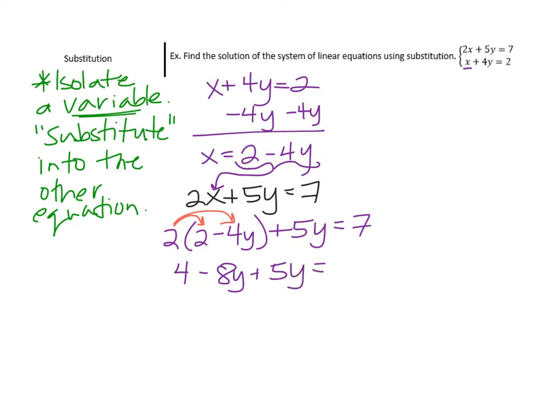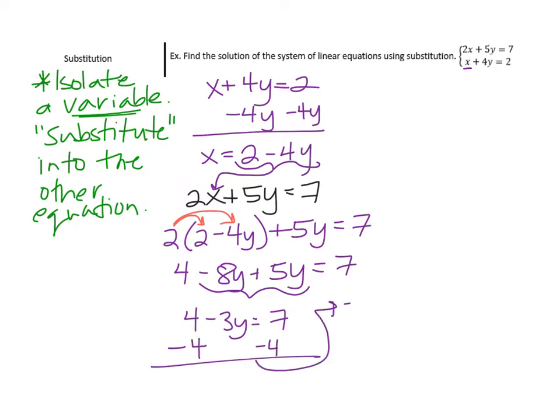And then I have plus 5y equals 7. Combine like terms, and we get 4 minus 3y equals 7. And now we're just isolating, or getting y by itself. It's negative 3y on the left, on the right positive 3. To get y by itself, divide both sides by negative 3, and y equals negative 1.